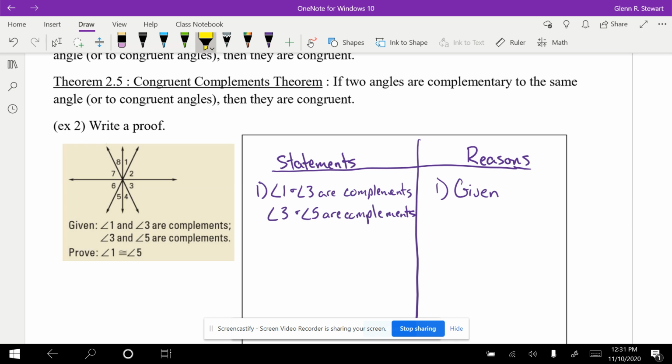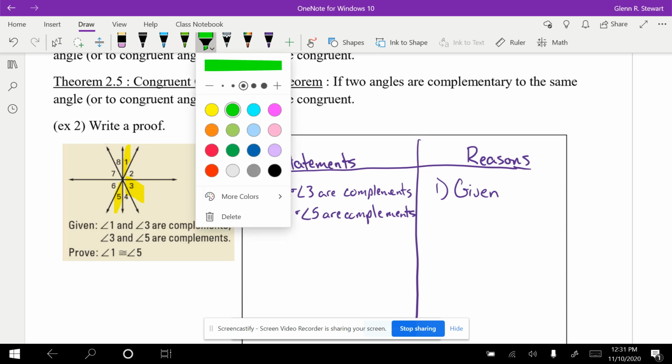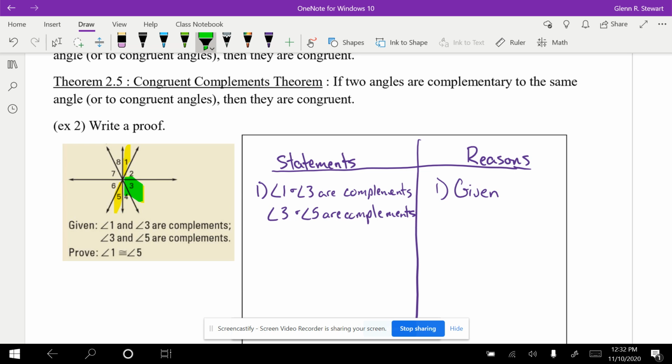So what is this telling us? It's telling us that angle 1 and angle 3 are complementary angles. It's also saying that angle 3 and angle 5 are complementary angles. Notice how both of them share angle 3. And if you look even closer, 1 and 5 are vertical angles. And we know that vertical angles are congruent. So by using the congruent complements theorem, we can write our last step. Angle 1 is congruent to angle 5. How is this possible? The congruent complements theorem.